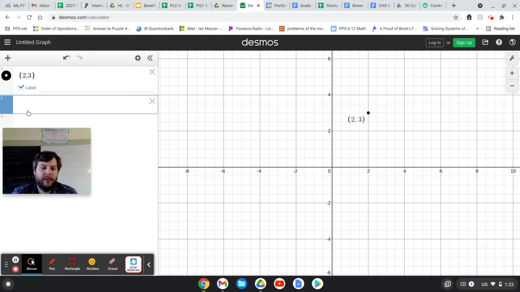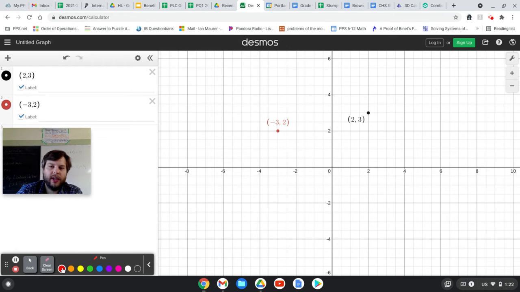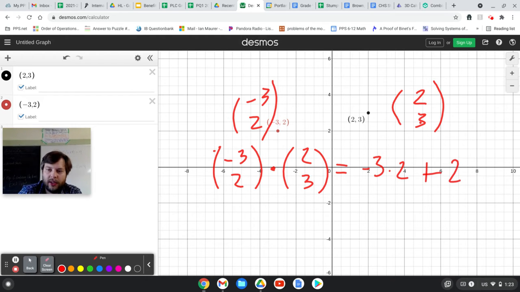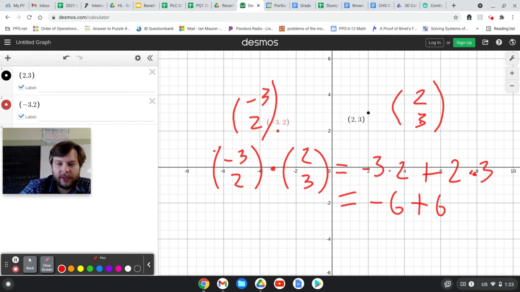I've got a good friend 2 comma 3 there, and we'll do -3 comma 2. And what we will do is write those both as vectors. So when you write it as a vector, we're using x on top of y, x comma y basically, and -3 on top of 2. And the dot product, if I wanted to do -3, 2, dot, 2, 3, the way you compute the dot product is by multiplying the two x coordinates and multiplying the two y coordinates and adding the answers together. So what we get is -6 plus +6, and we get the answer of 0. So for this particular example, the dot product of those two vectors would equal 0.